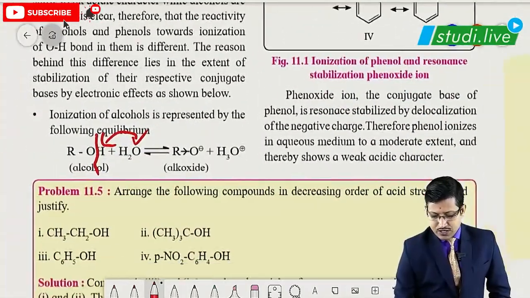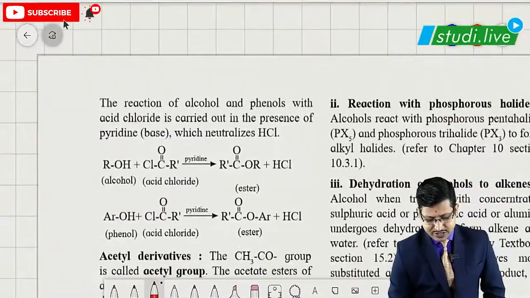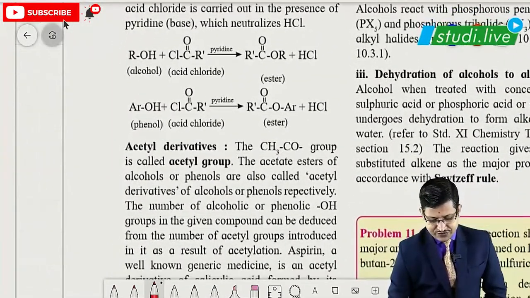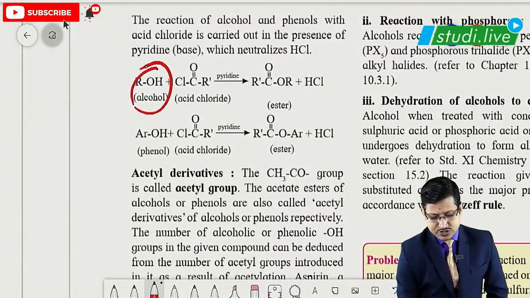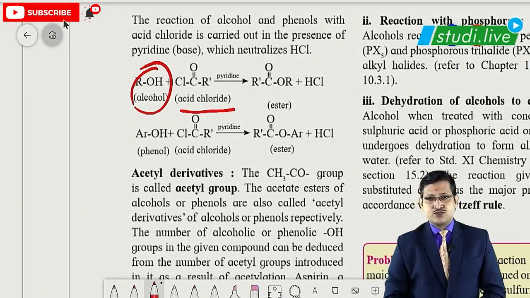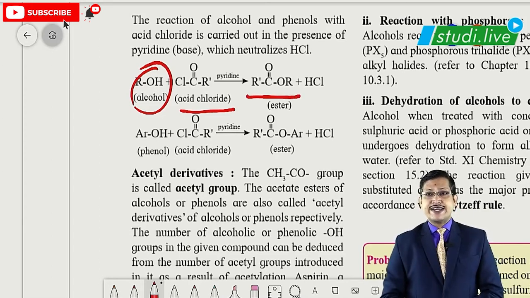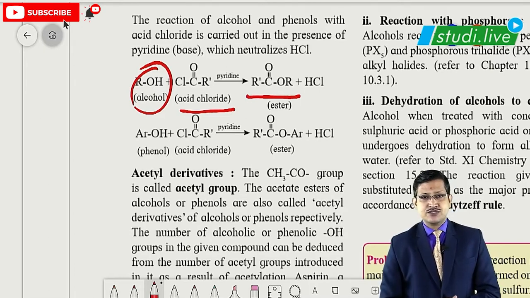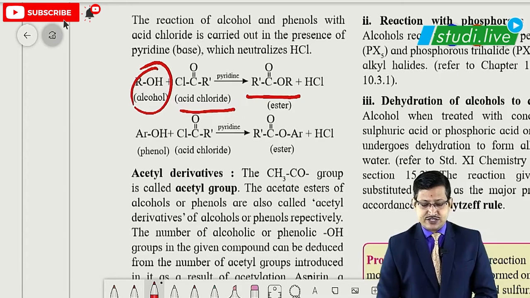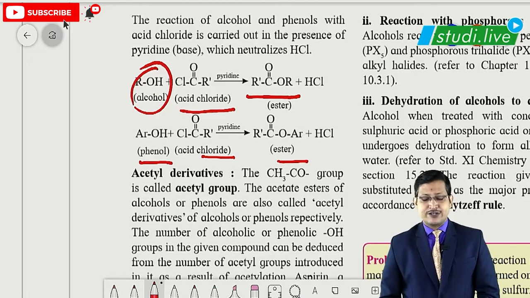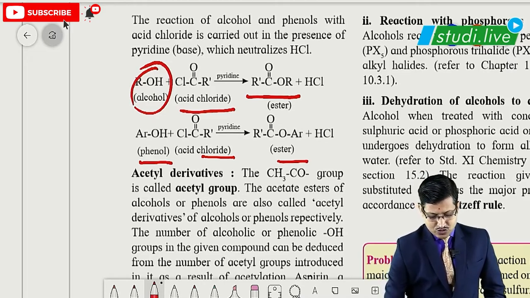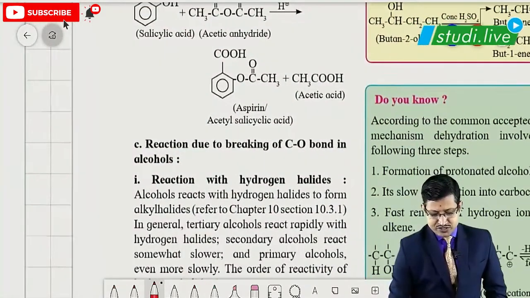The next reaction is the acetyl derivative group reaction. What is that? It is alcohols reacting with acid chloride. The reaction of alcohol with acid chloride gives the formation of ester. Phenols also react with acid chloride to give ester. This is another set of important reactions, so you have to remember where ester formation takes place.